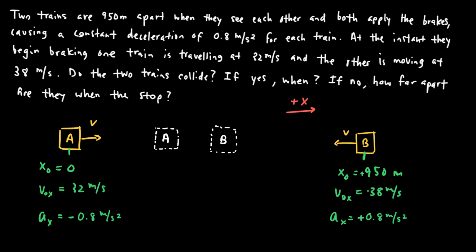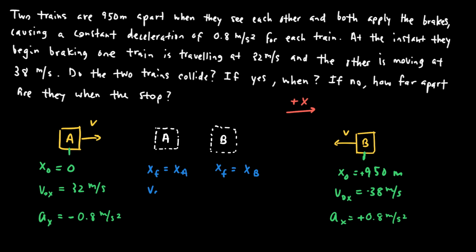So I will say that the final position of train A, I'm going to call that x_A, and the final position of train B, I'm going to call that x_B. And part of this problem is understanding the relationship between x_A and x_B. If they collide, then the two positions would be the same. If they don't collide, then they might have different final positions. So for now, I'm just leaving them as arbitrary variables, x_A and x_B.